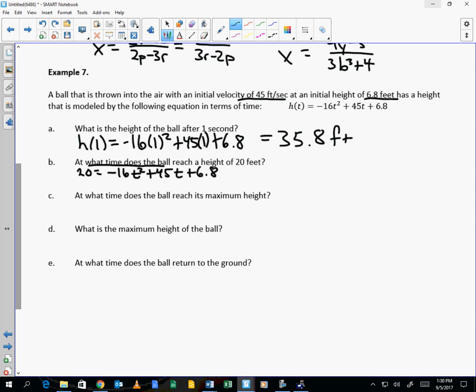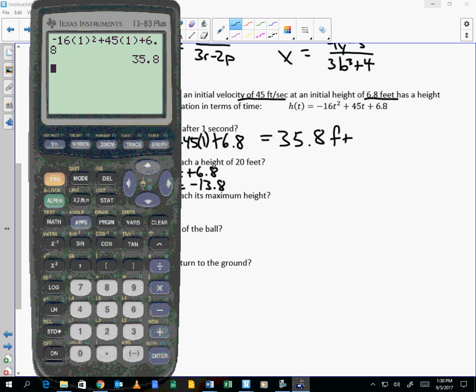Now what? Subtract the 20. 0 equals negative 16t squared plus 45t minus 13.8. Sweet. Now what? Plug it in our calculator. Going to y equals?